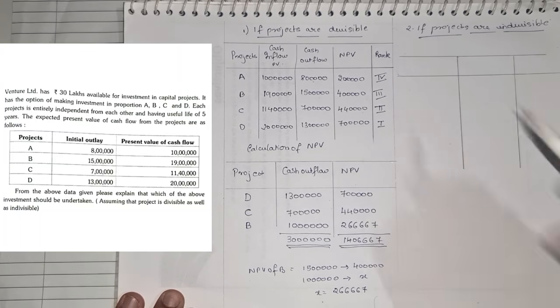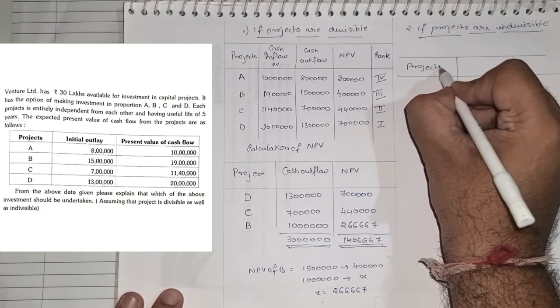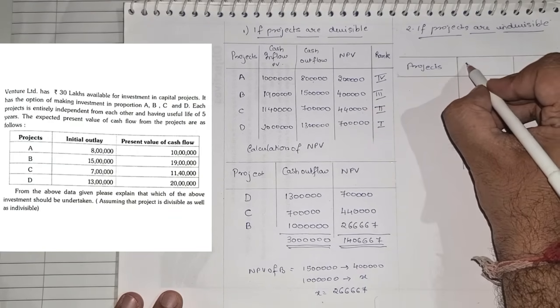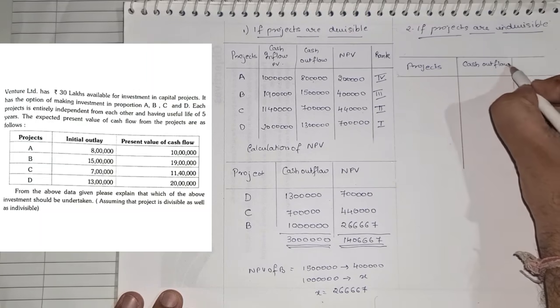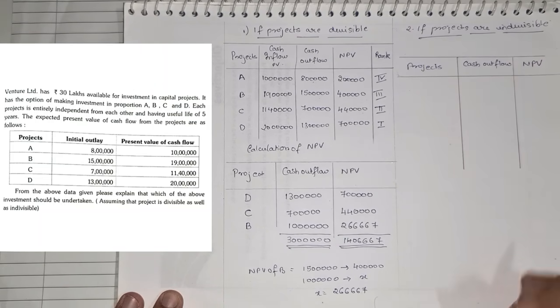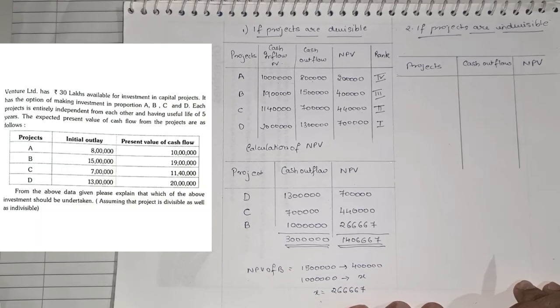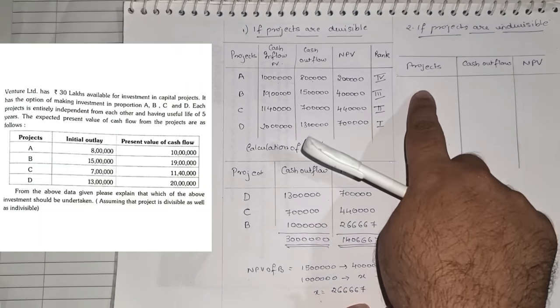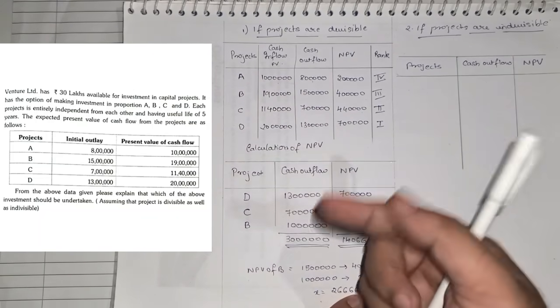So our columns will be projects, we'll have outflow, so we'll write here as cash outflow, and we will have the formula, the value of NPV here. Okay, now look at this very carefully. I just need projects and the outflow, so I'll just take the values here. They are the same values given in the question also.